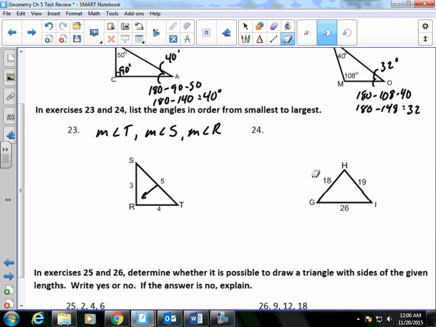All right, 24, same idea. 18, 19, 26. So 18 is the smallest angle. So measure of angle I is going to be the smallest measure. 19 is the next bigger. So across from it is angle G. So measure angle G is going to be the next biggest. And 26 is the longest side. So opposite 26 is going to be angle H.